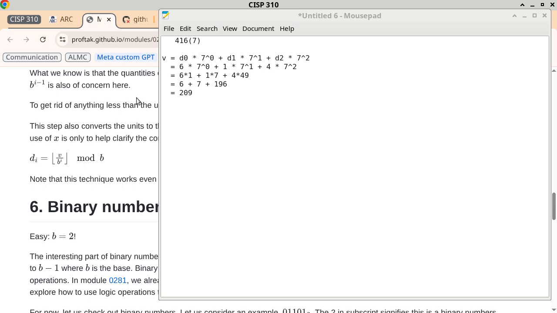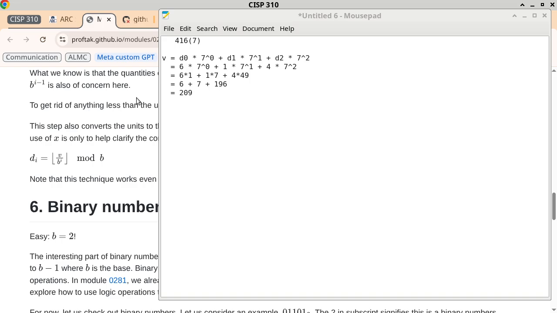Okay, because otherwise I cannot tell whether I got it right the first time or not. So we're going to convert it back to base 7. So b is 7. What is V? What is the value that I want to convert into base 7? 209. Very good. So we say V equals 209.